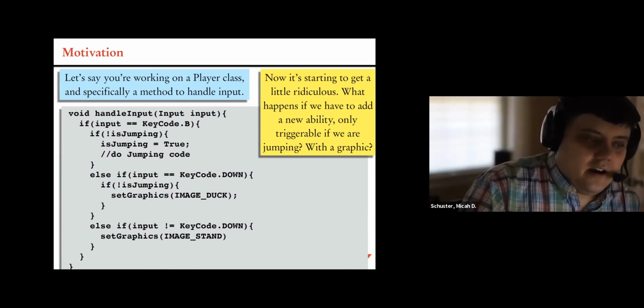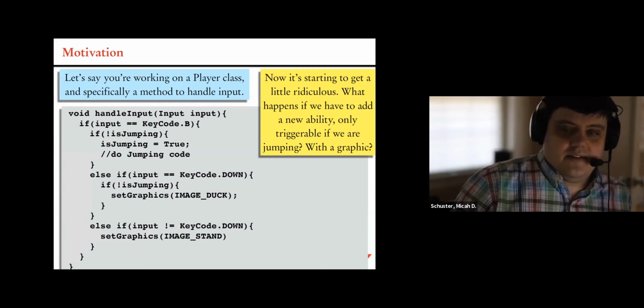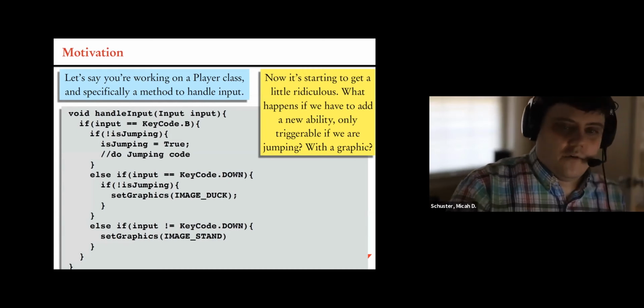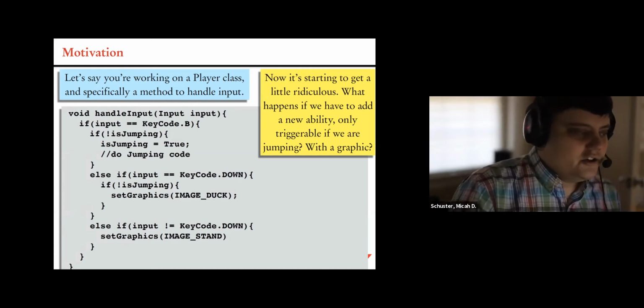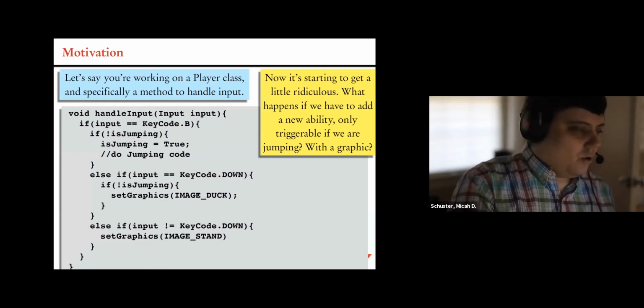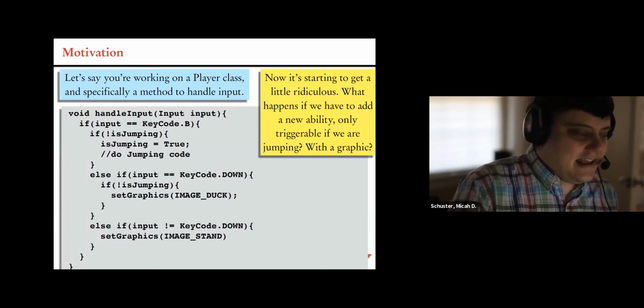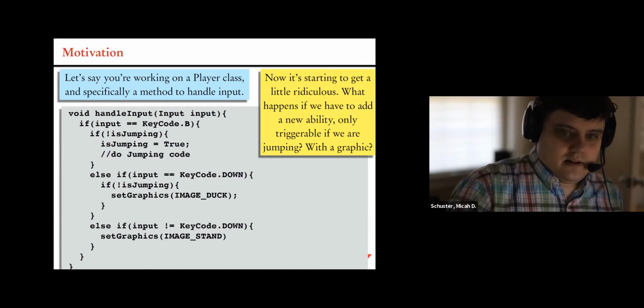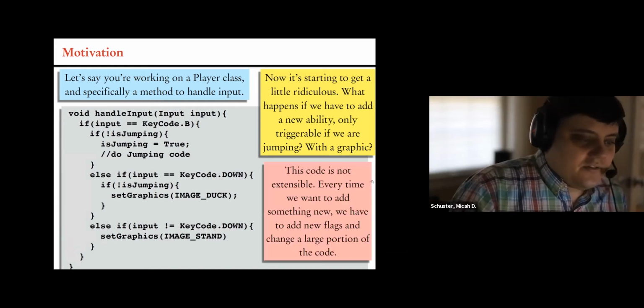This is where state comes in. This is the motivation for having a more structured way to define what state a character or an enemy or the entire game itself is in at any given moment. So that's where this finite state machine comes in.